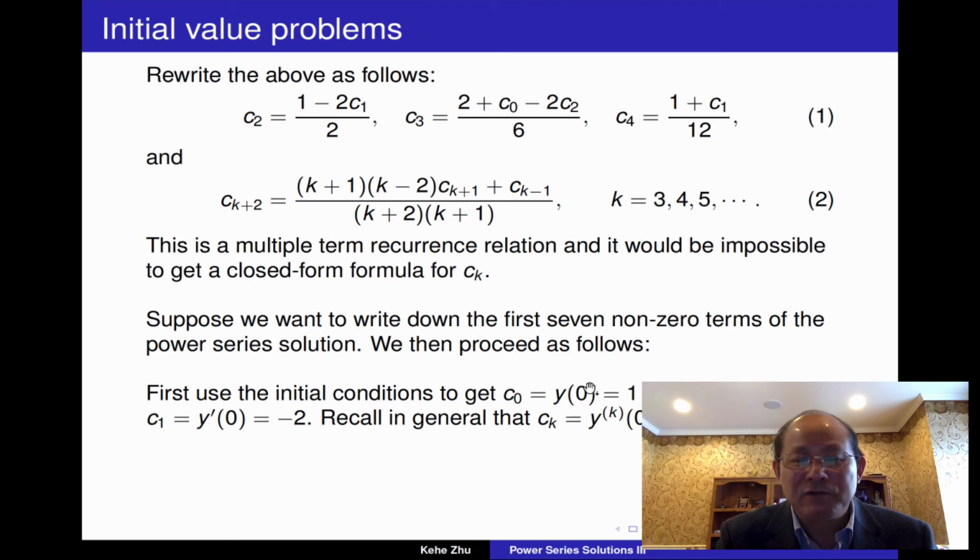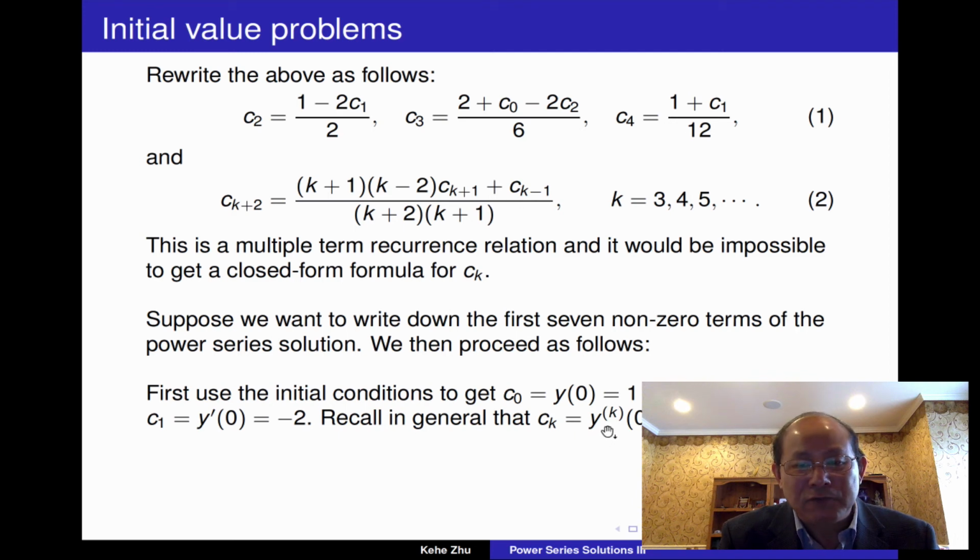And you might be wondering, how do I know those relations? In general, the relationship between the Taylor coefficients and the function is given by this. It's the kth derivative at the point 0 over k factorial. That's the coefficients. So for example, if I want c2, I will look at y double prime at 0 over 2.